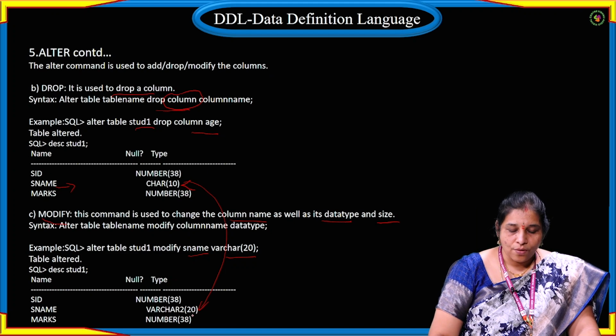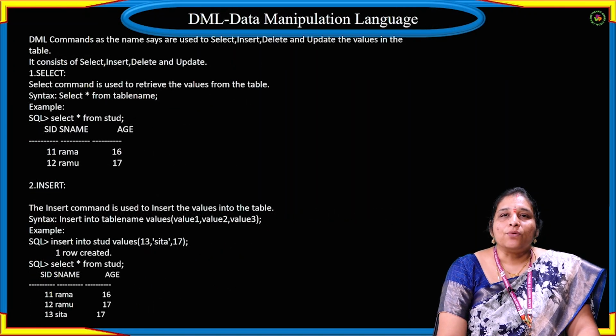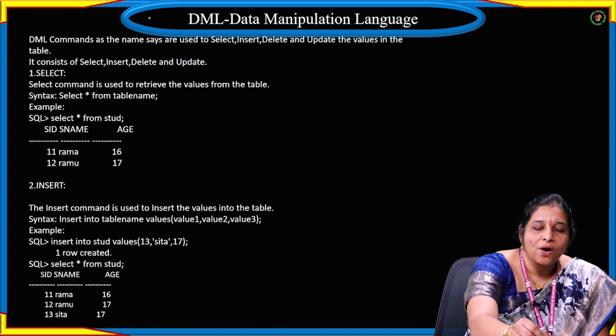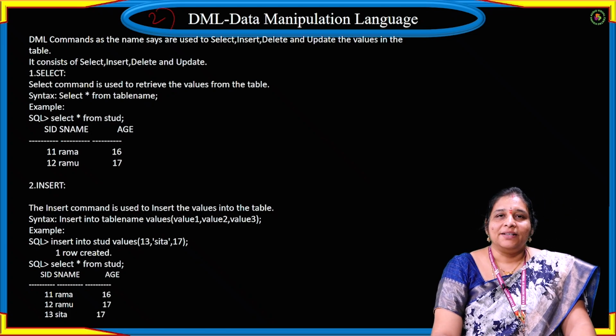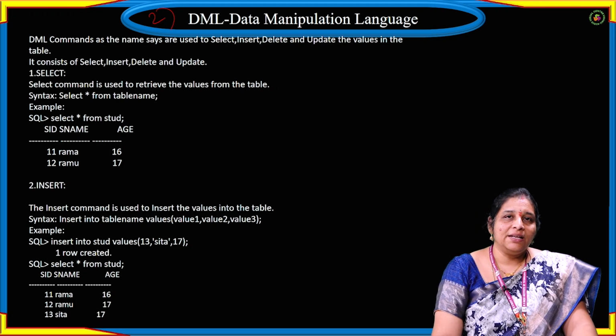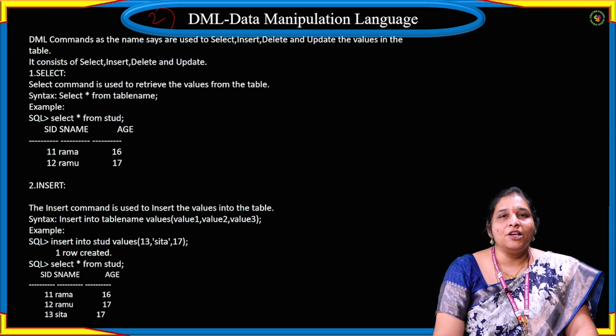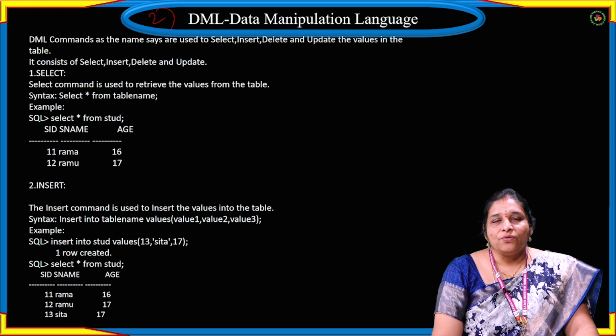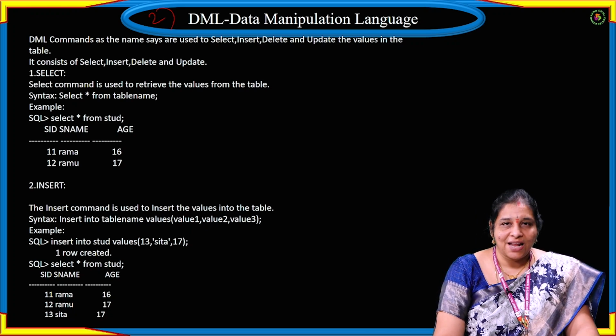So it is used to modify both. Now let us come back to our next language, DML, database manipulation language. The first, DDL, has been completed. It is majorly used to define the structure. Now we are going for our second language, DML, data manipulation language.